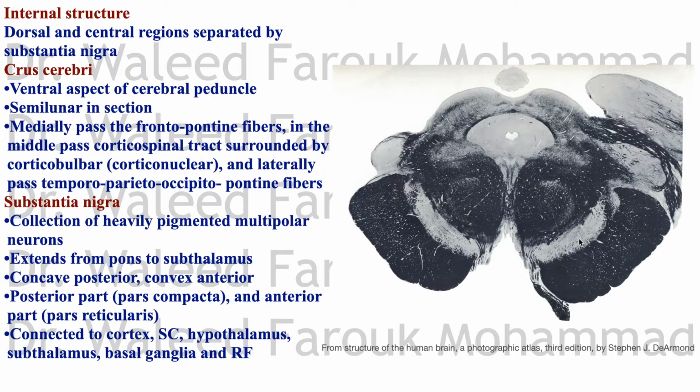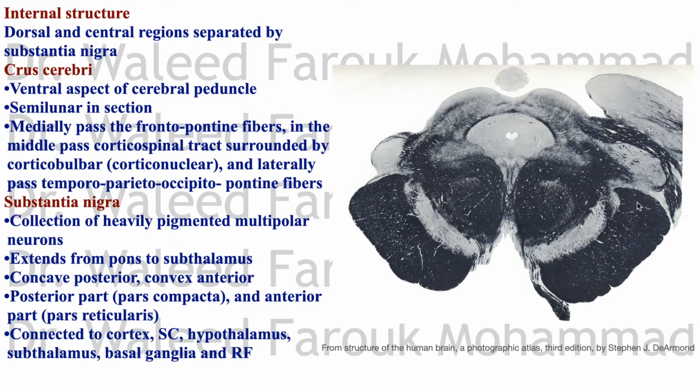The substantia nigra, of course, is part of the basal ganglia, and we will study it and its connections in the basal ganglia lecture. It's connected to the cortex, the spinal cord, the hypothalamus, the subthalamus, basal ganglia, and the reticular formation.